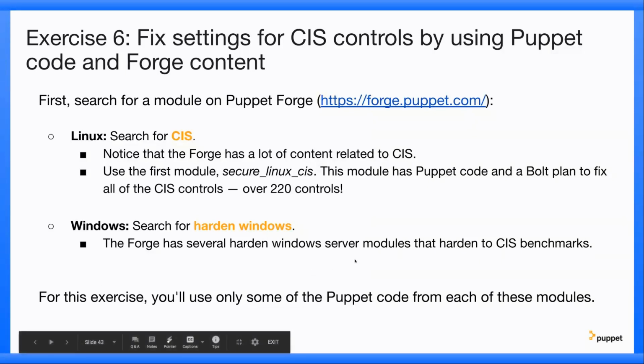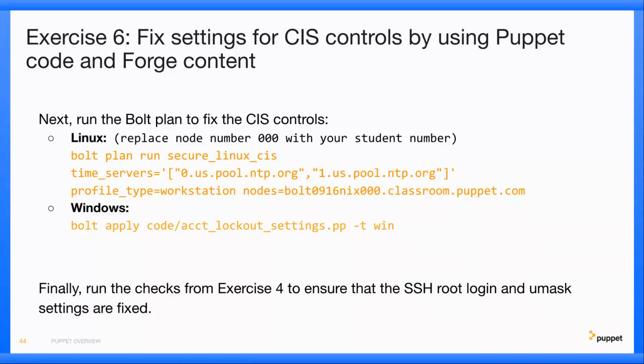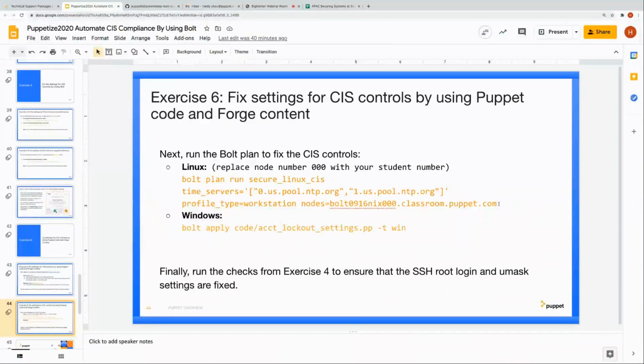For this exercise, we'll use only some of the code, not everything from these modules, in the interest of time. So first off, for Linux, we're going to run a Bolt plan to fix the CIS control. As you can see, we have a Linux Bolt plan. What this does is make sure that the NTP server is pointing to these two particular time servers. We will have to change the nodes to our student number, or rather the Linux node that we have been assigned to. So I'll just do this one.